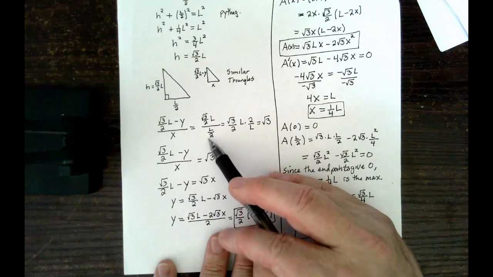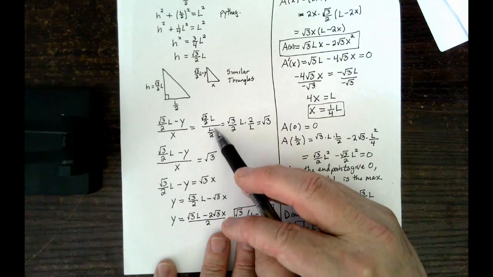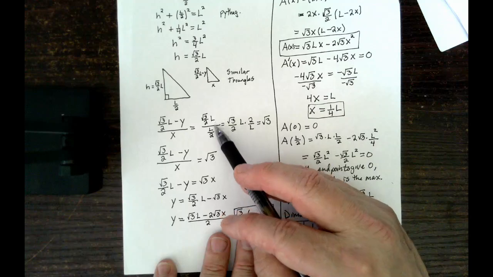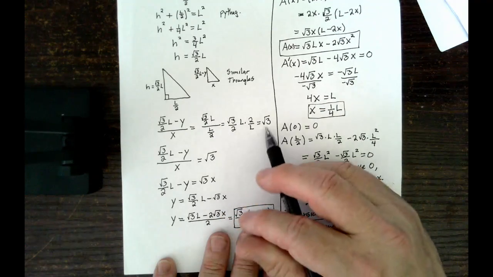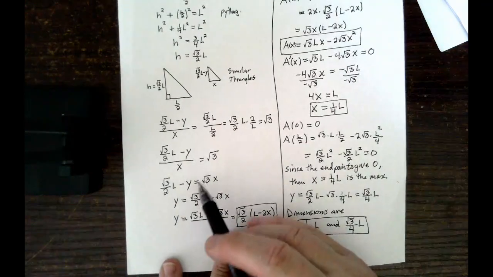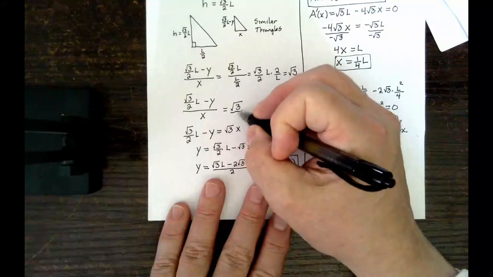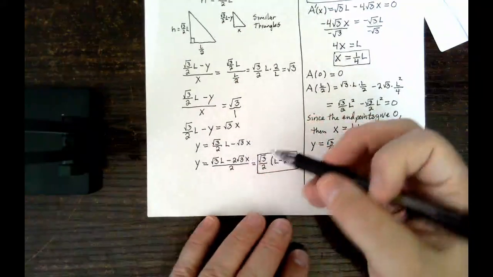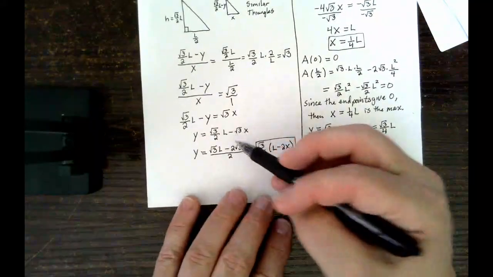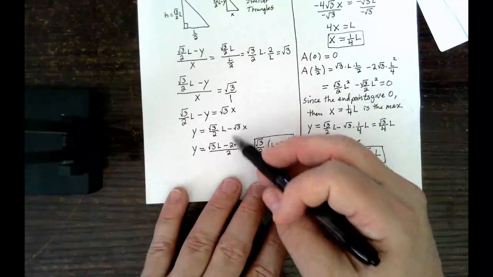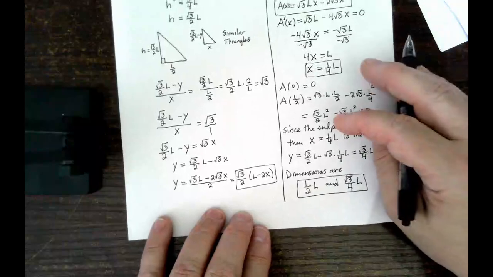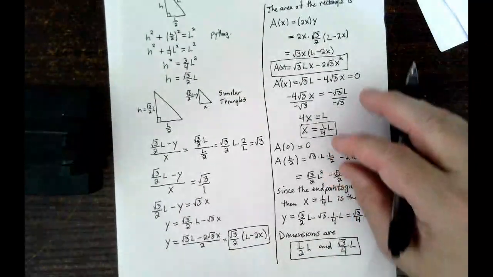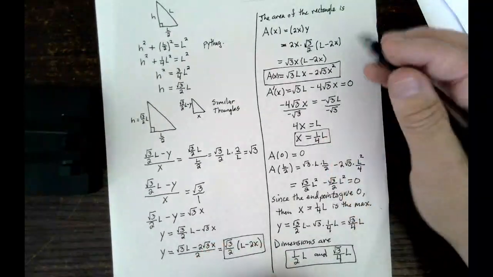And when you reduce this by multiplying top and bottom by 2 and dividing top and bottom by L, you end up with just the square root of 3. That's all you end up with. So this thing equals square root of 3. And if you write that over 1 and cross multiply, you get to here. Solving it for y, you get this. And you can write it as one fraction or however you want to write it, but that's your y there. Right? So we know what y is, we know what x is now.